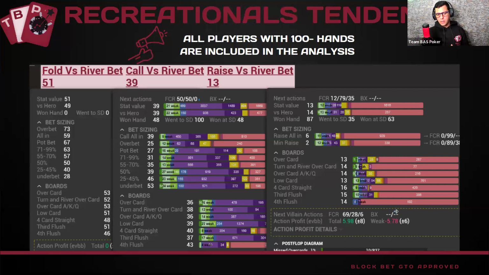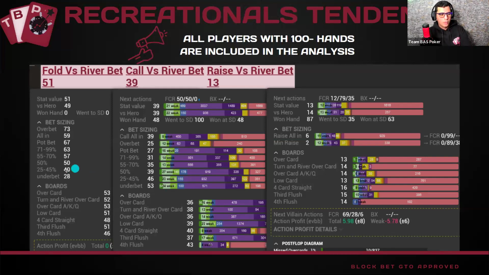But the block bet is a play that you can use basically everywhere, and that's why we put here just the river bet in itself and how they are reacting to it. So how they are folding to river bet, calling versus river bet, and then raising versus river bet. And we focused on the underbets. Like Andy mentioned, we can sometimes use the 25-33% bet as a block bet as well, which is definitely fine.